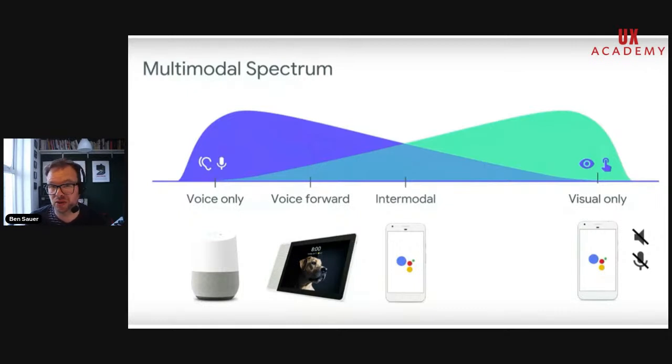Then there's intermodal, which is on your smartphone. With the Google Assistant, you can jump quite easily between a chat interface and a voice interface. Sometimes you can look away, or if you're driving, you can continue that conversation, but you can revert to it if you need to look at the screen. And then all over on the other side of the spectrum, there's visual only, which is what we're used to designing.